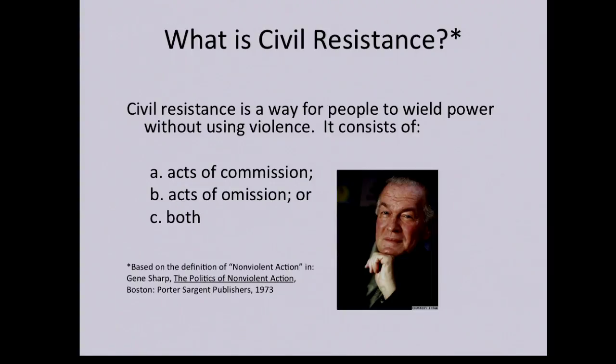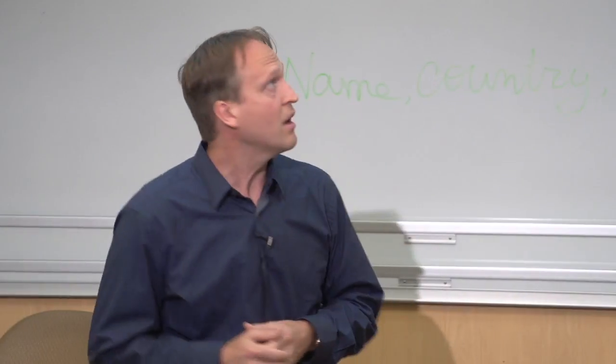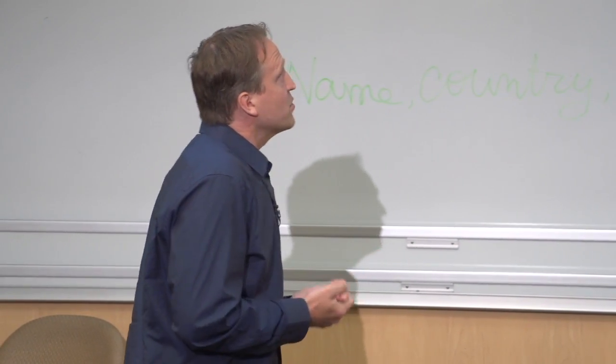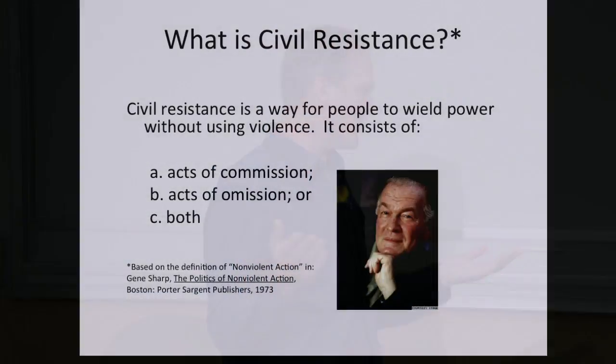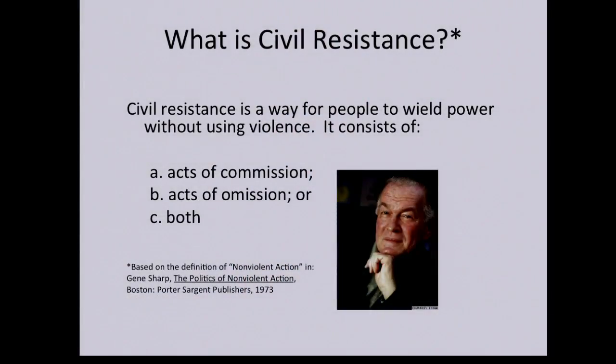What I'm giving you here is a paraphrasing. I've narrowed down Gene's definition a little bit as follows. Civil resistance is a way for people, often ordinary people who have no special status or privilege, to wield power without using violence. And in this case, violence is a narrow definition: it is the threat or use of physical force to hurt or kill other people. We can get into structural violence, psychological violence, and other forms of violence later, but for the purposes of keeping this a clear definition, we narrowly define violence here.